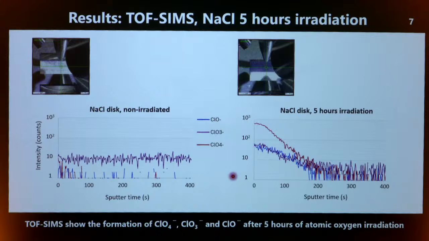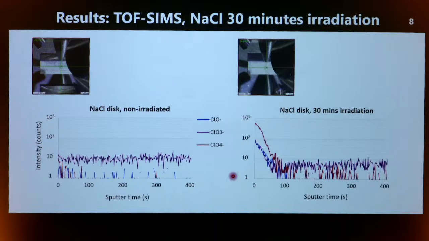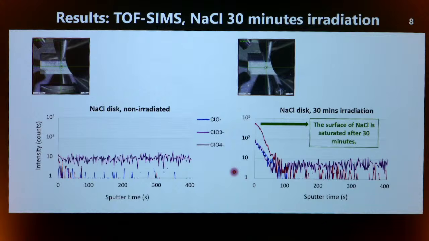Another important result here is that when we compare the 5 hours irradiated sample with the 30 minutes irradiated sample, we do not observe an increase in the intensity of the signal in the layers that are closest to the surface. And we interpreted this as if the surface of the halite is already saturated in perchlorate after the 30 minutes irradiation. And I'm going to use this result in the discussion.